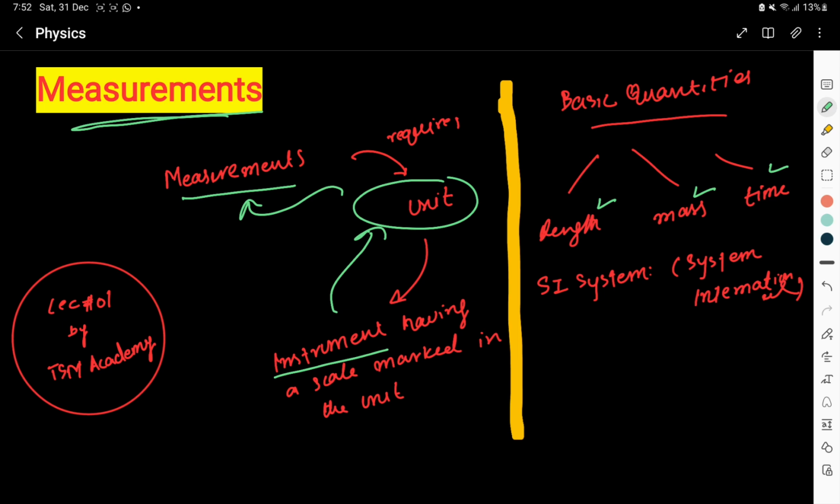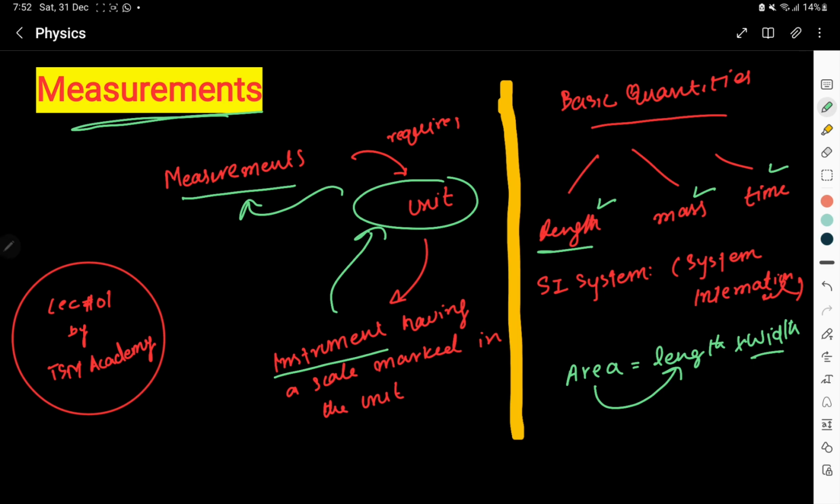Let's suppose length is not dependent on any other quantity, but area is dependent on length. Let's suppose the area of a rectangle is length into width. So this area is dependent on the length and width. Width in itself is a length. So area is dependent on the length. Area is not a basic quantity, whereas length is not dependent on any other quantity. Therefore, we can say that length is a basic quantity. Same is the case with mass and time.